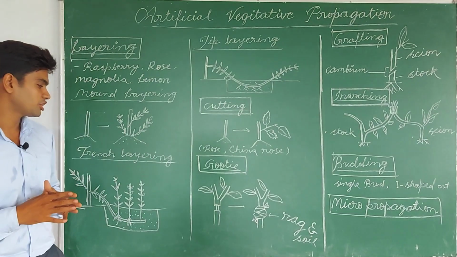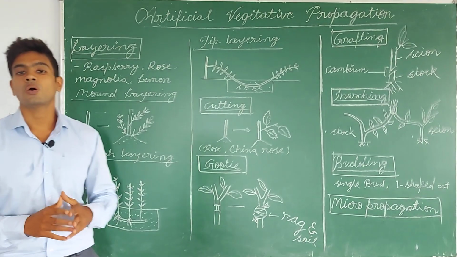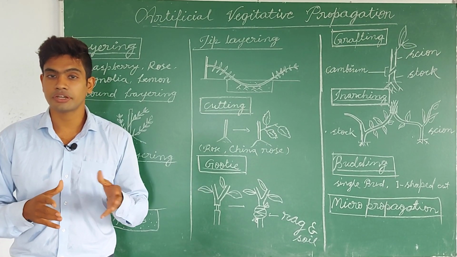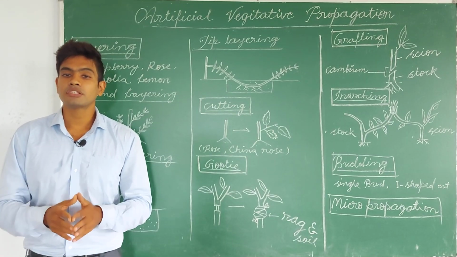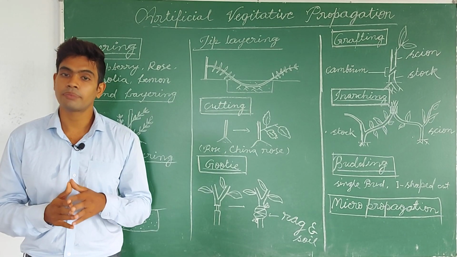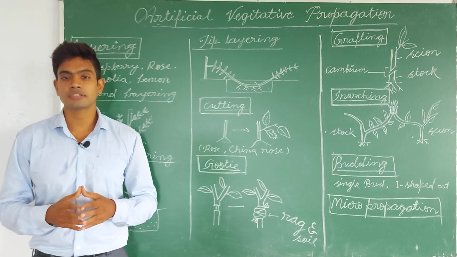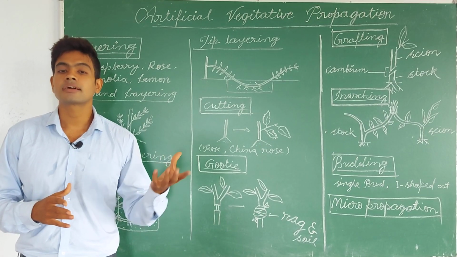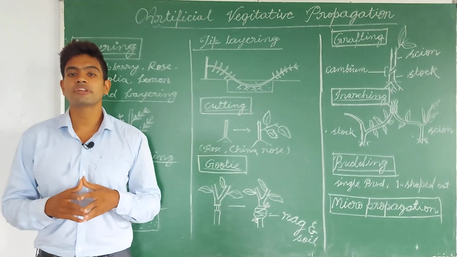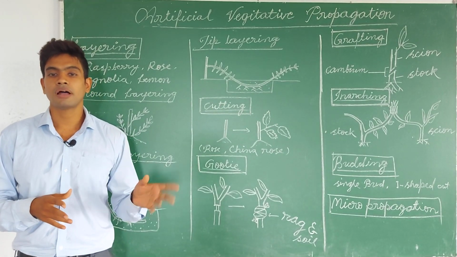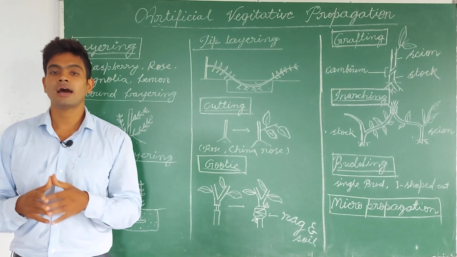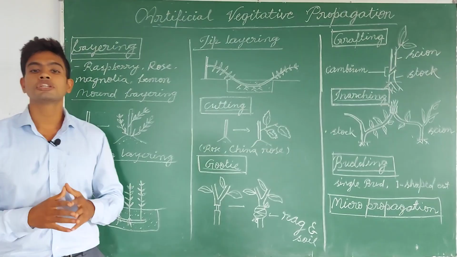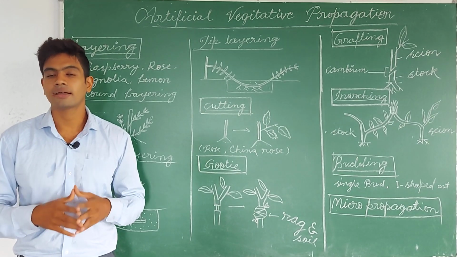Now, let's deal with the next one, which is called trench layering. In trench layering, no part of the stem or branch is cut, but a trench is formed near the plant and one of the branches of the plant is buried into it and covered by soil. After some days, many branches arise from the buried portion and each branch contains some roots. When the roots are well developed, the branch is cut into many portions and they are transplanted at various places. So, this is called trench layering. It is used for the propagation of apple and clematis.